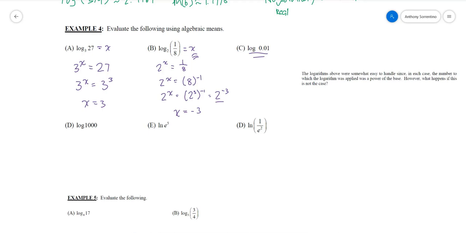Now this one here, I'm not going to go as far as making this an x. I could keep doing it this way, but if I have a log base 10 of a power of 10, well, what power of 10 is this? This is 1 over 100, which is the same thing as 10 to the -2 power.